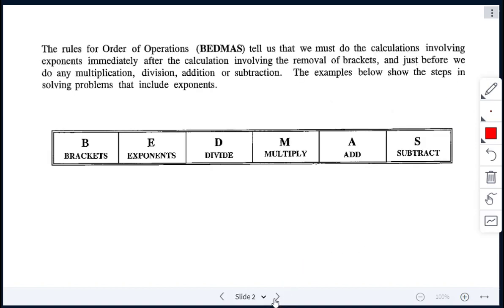All right, so the rules for order of operations, or BEDMAS, tell us what we must do for calculations. Exponents come immediately after removing brackets. Brackets are still done first, and then we would do exponents. Then division and multiplication come next, but it's left to right. So if multiplication comes before division, you would do the multiplication first. And then you have addition and subtraction. And again, from left to right, if subtraction comes before addition, then you would do subtraction. So division and multiplication are interchangeable, and addition and subtraction are interchangeable, looking from left to right.